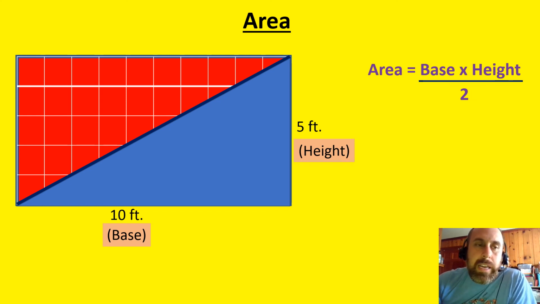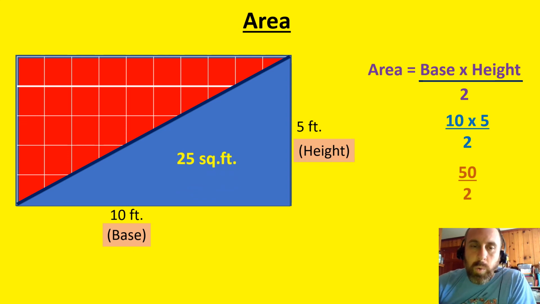So let's go ahead and get cracking here. Let's fill in our numbers, put our ingredients in. The base is 10, the height is 5, 50, that's what 10 times 5 is. And we're going to take 50 divided by 2, and I bet you already know what the answer is going to be. 25 square feet. So the area of this particular triangle is 25 square feet. Oh, always remember, circle your answer.